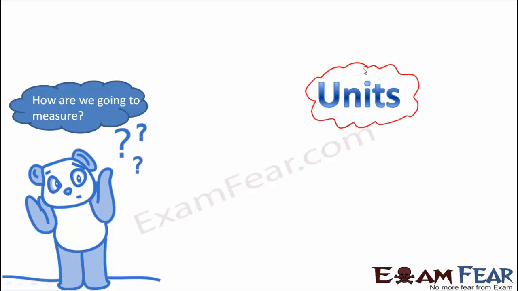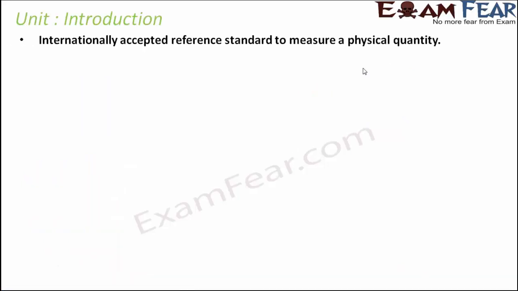So units help us to measure anything. So let us try to understand what are units. These are internationally accepted reference standard to measure a physical quantity. So what is a physical quantity before that? So anything like distance, speed, weight, mass, these are all different physical quantities, right? So here we are primarily talking about the quantity length or distance.